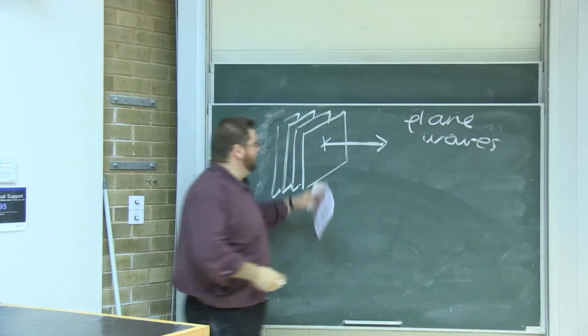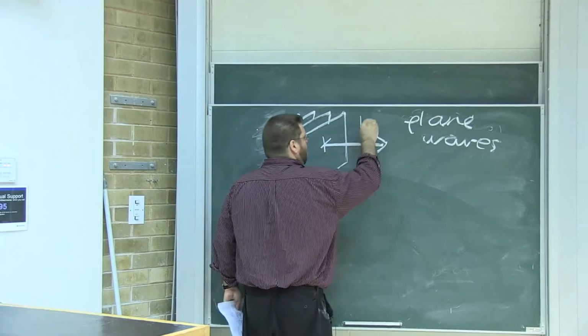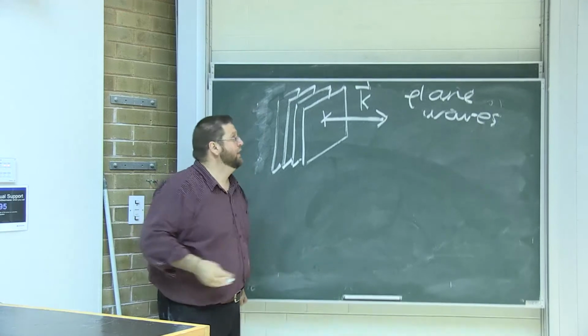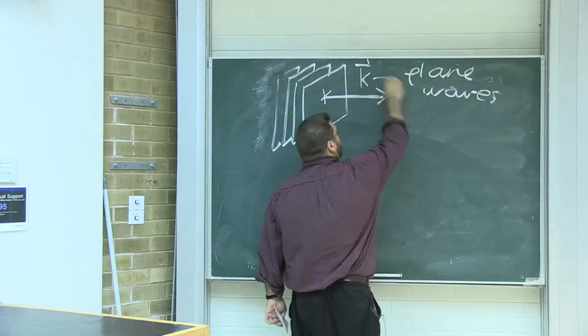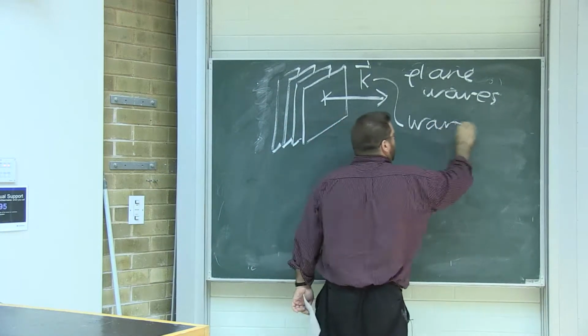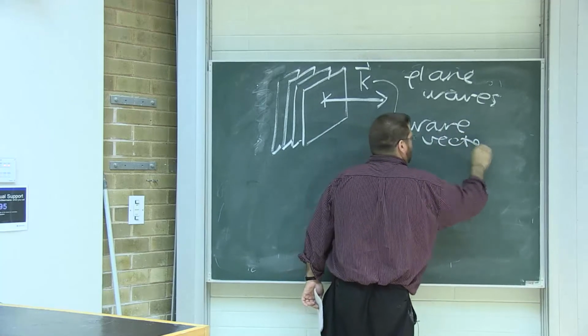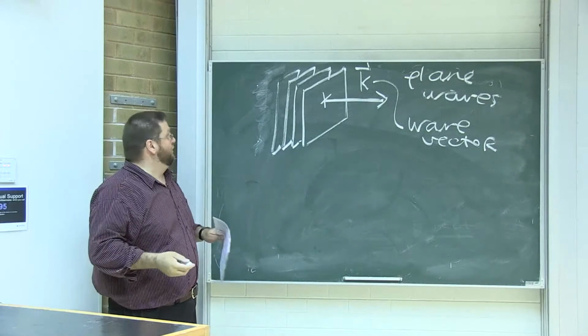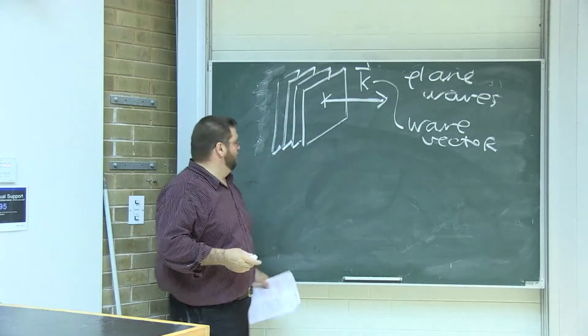This wave is going to travel in some direction, and I'm going to denote the direction in which that plane wave travels by k. So this vector k denotes the direction in which the plane wave travels, and this vector k I'll call the wave vector, just as a piece of terminology. So here we have our wave vector describing our plane wave.